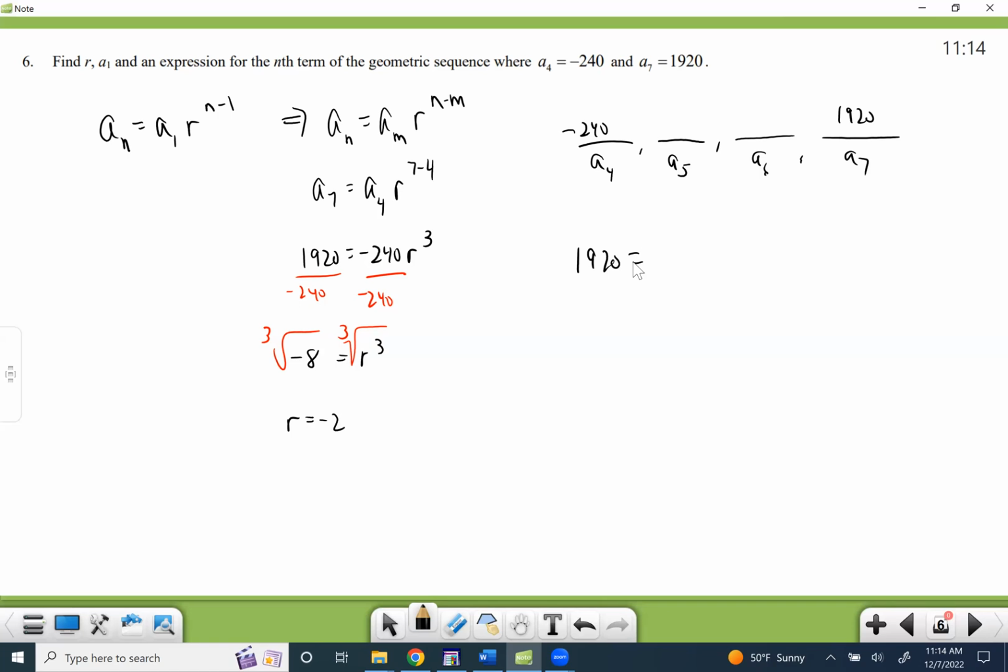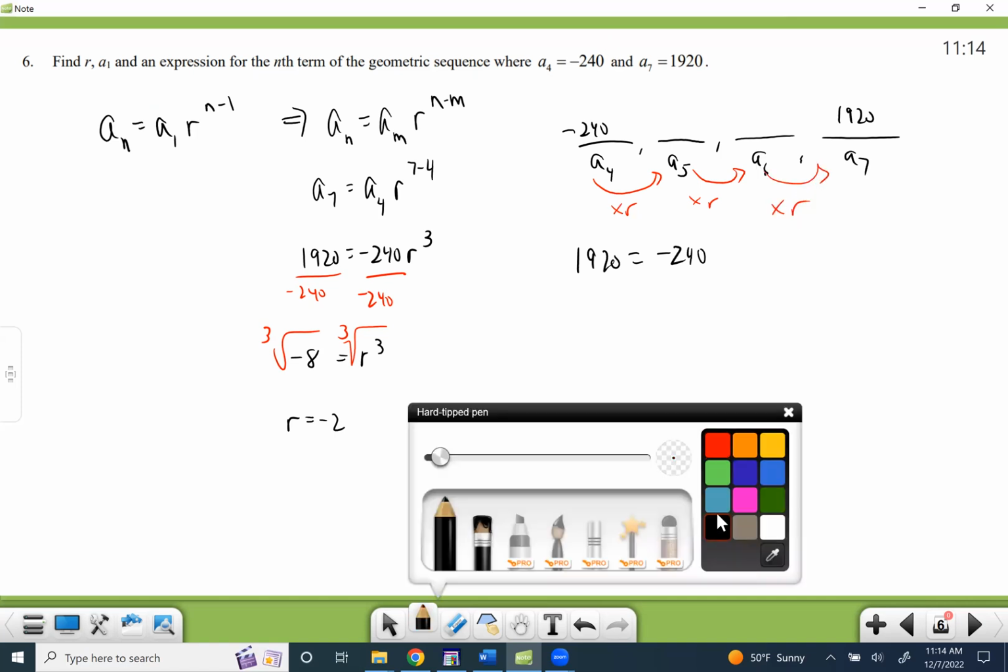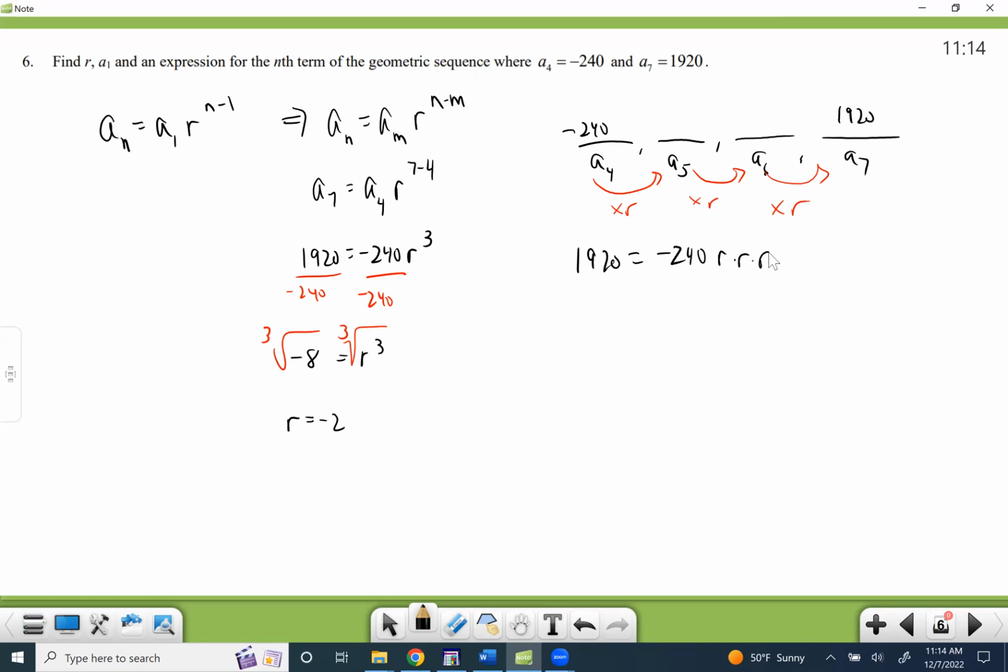Okay, so what we're saying is to get 1920, I would just take the negative 240, and I would have to multiply it by R to get from here to here, multiply it by R to get from there to there, and multiply it by R to get to there. So in other words, 1920 equals negative 240 R to the third. And you'll notice that matches, we have the same exact thing, but it's just a little bit more intuitive, a little bit less formula-like, okay?